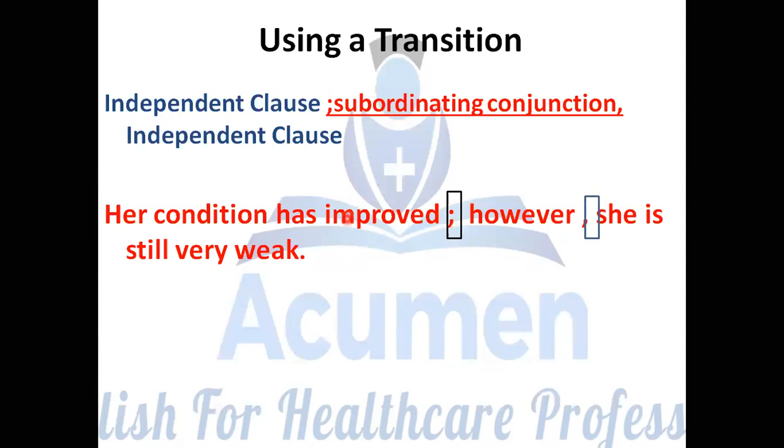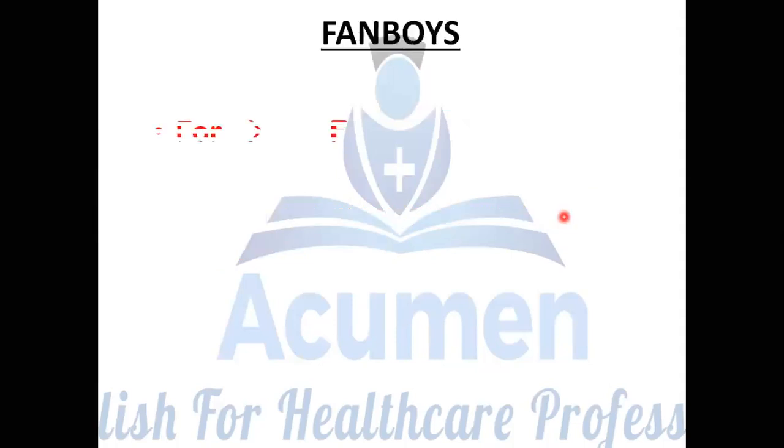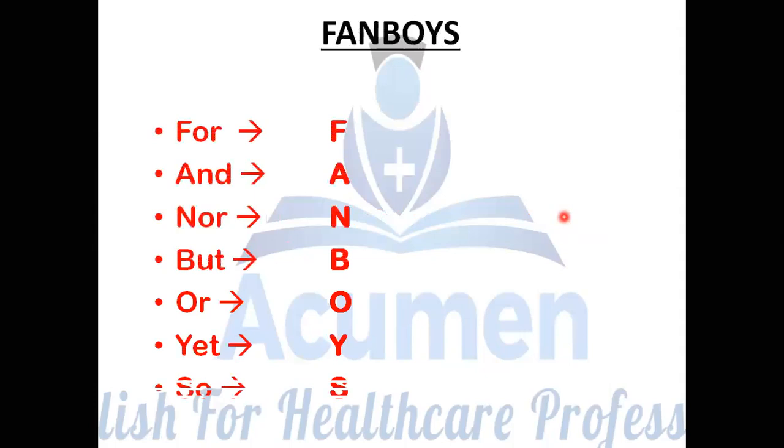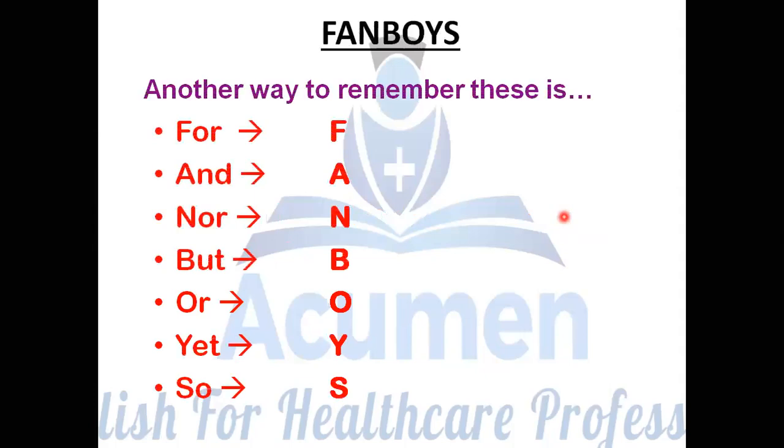Another way of writing this is I can do her condition has improved, full stop. And I can start a new sentence with however, she is still very weak. Okay, so these are the three different ways through which you can write compound sentences. And these are the conjunctions which you can use. An easy way to remember them is FANBOYS. But as far as OET writing is concerned, you would be most probably using and, or, and but.